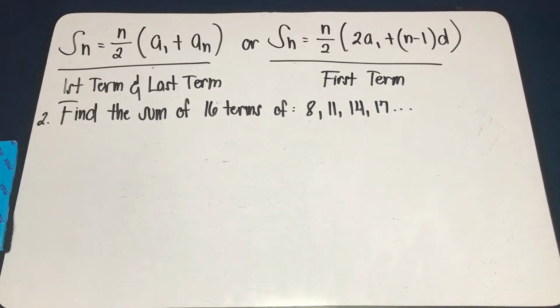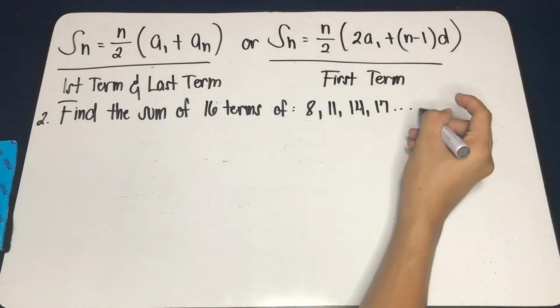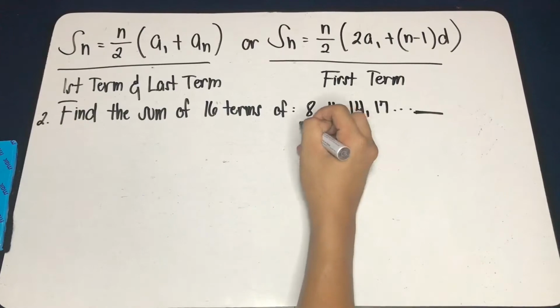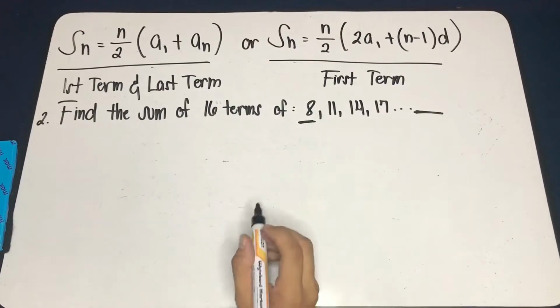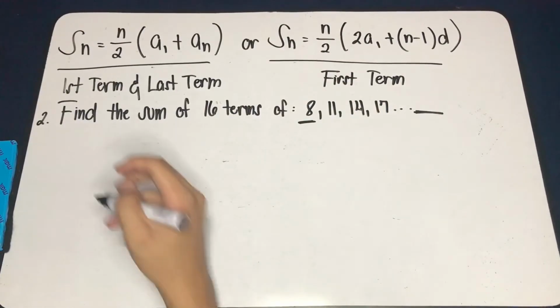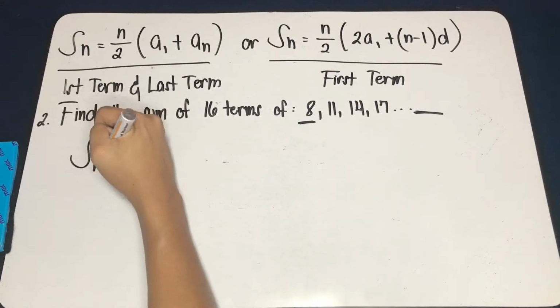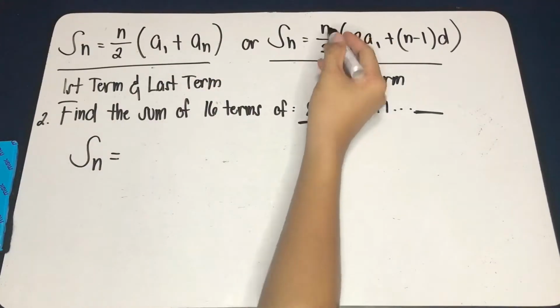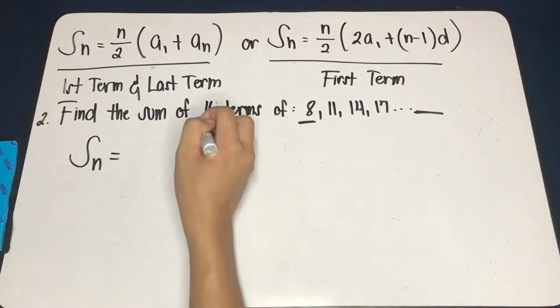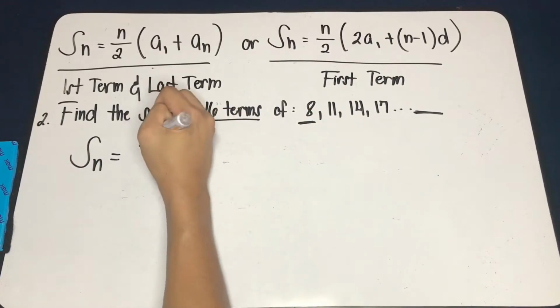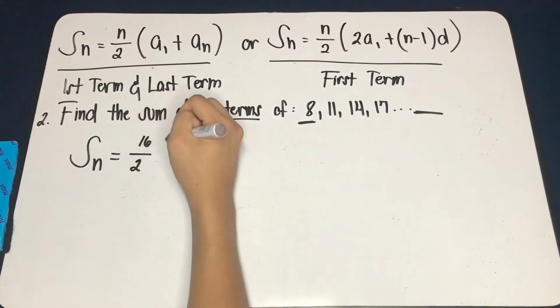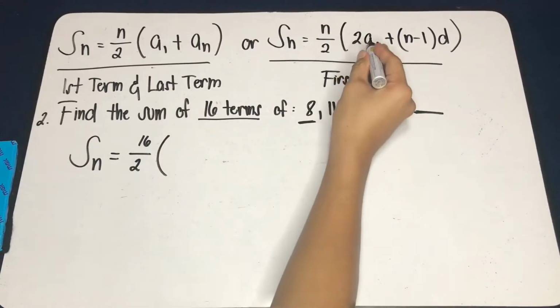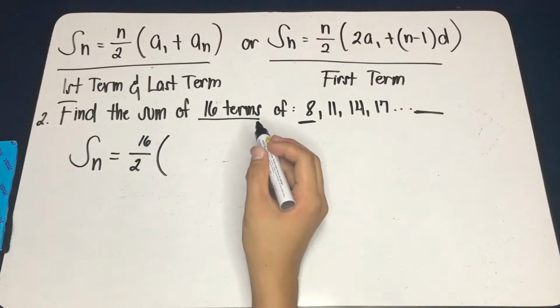Example number 2. Find the sum of 16 terms of the arithmetic sequence 8, 11, 14, 17. So, dito, hindi natin alam yung last term. Alam lang natin is yung first term. Ang gagamitin nating equation is equation number 2. So, S sub n is equal to n over 2, ang n natin is kung ilan yung term. So, we have 16 terms. So, 16 divided by 2 times 2 times a sub 1, meaning 2 times the first term.